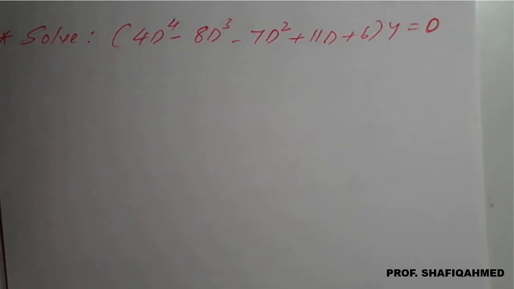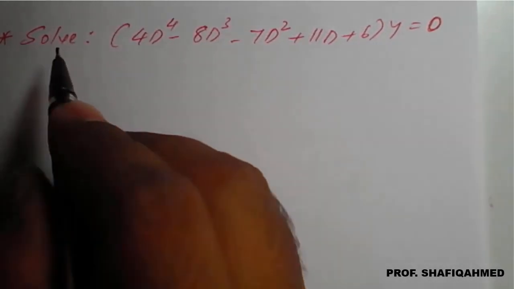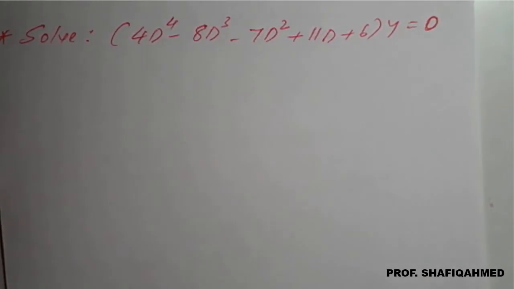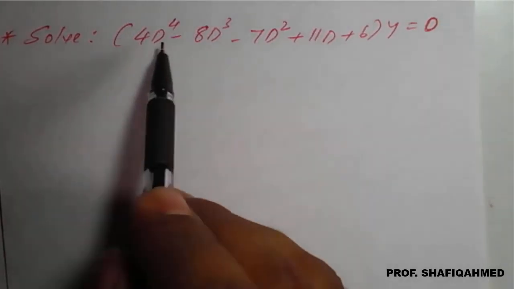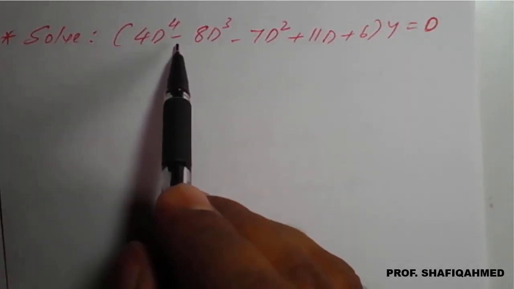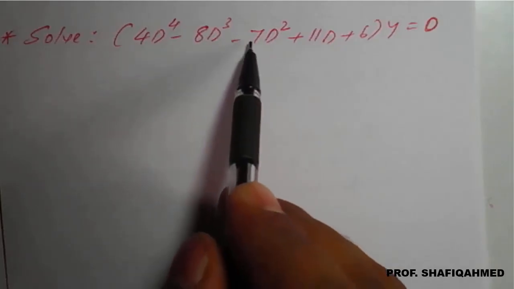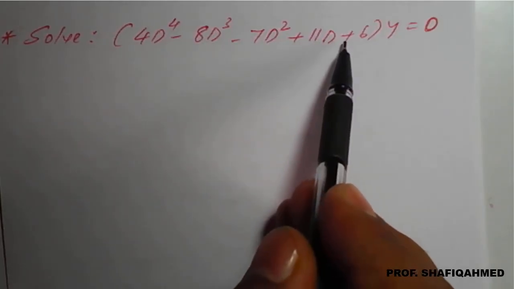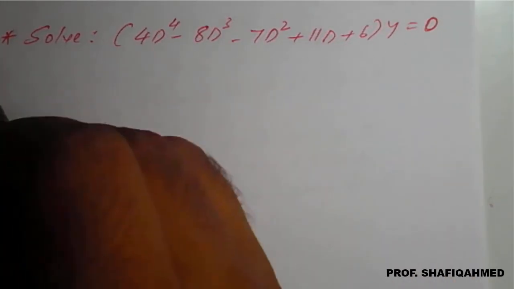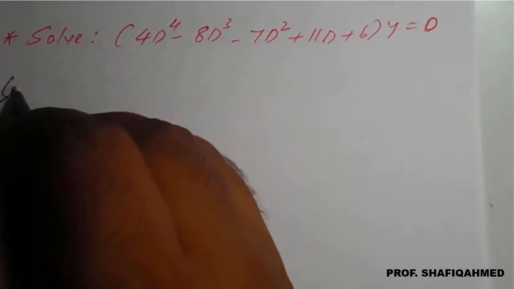Hello everyone. In this lecture we'll see a problem on homogeneous differential equation. The problem is: solve (4D^4 - 8D^3 - 7D^2 + 11D + 6) y = 0. Solution.